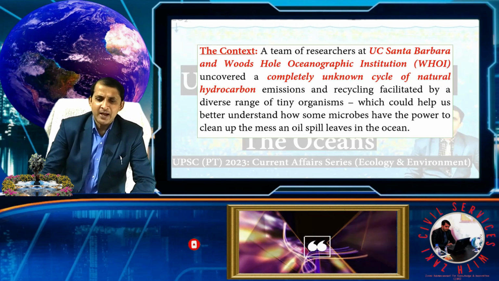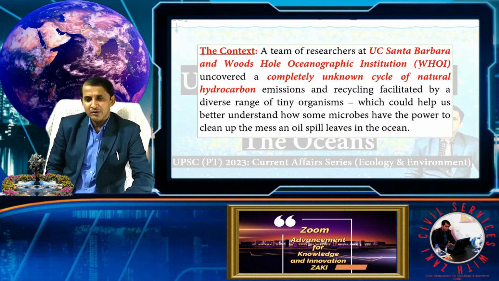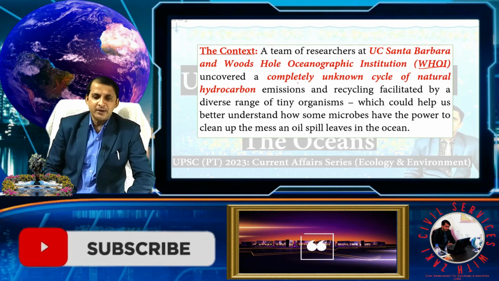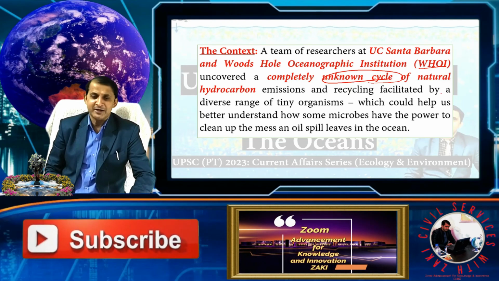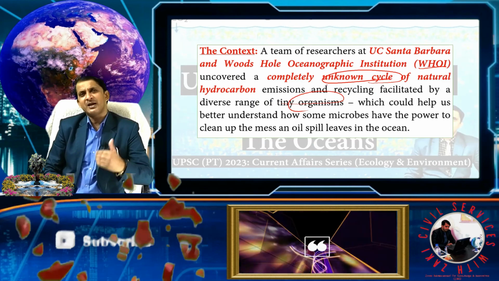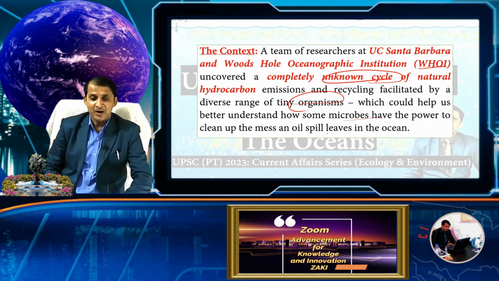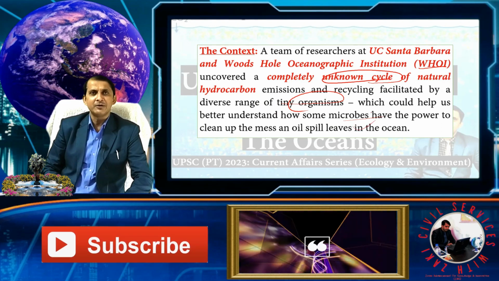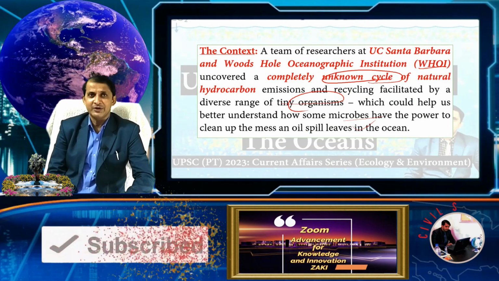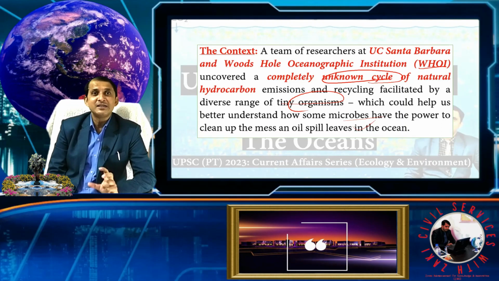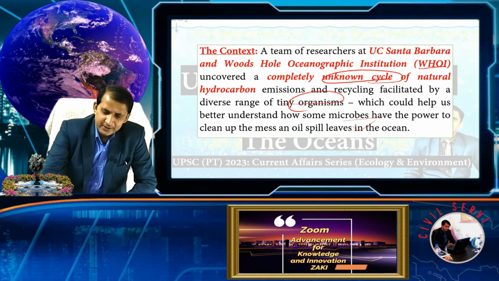A team of researchers at UC Santa Barbara and Woods Hole Oceanographic Institution, in short WHOI, uncovered a completely unknown cycle of natural hydrocarbon emission and recycling facilitated by a diverse range of tiny organisms, bacteria and archaea, which could help us better understand how microbes have the power to clean up the mess when oil spills in the ocean. As you know, there are oil spills in the Atlantic Ocean, the Indian Ocean and elsewhere. These types of microbes can clean these oil spills, because these microbes are also related to hydrocarbons. Let's move forward and see other things.